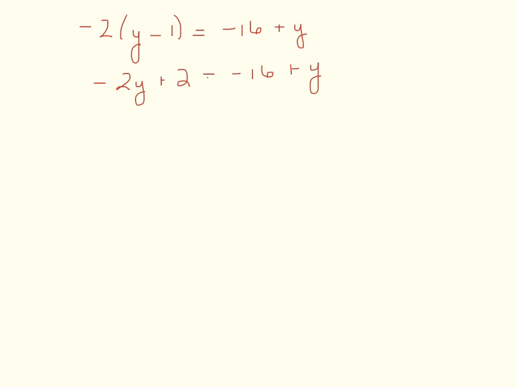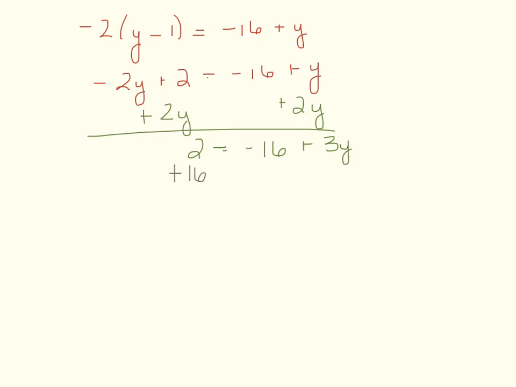So let me go ahead and adjust this by adding 2y to both sides. Everything's good as long as I do the same thing to both sides. When I do that, I get 2 is equal to negative 16 plus 3y. And then, of course, I have to combine the like terms of 2 and negative 16. I'll do that by adding 16 to both sides. And what happens in here is 18 equals 3y. Now I can isolate the variable by dividing by 3.